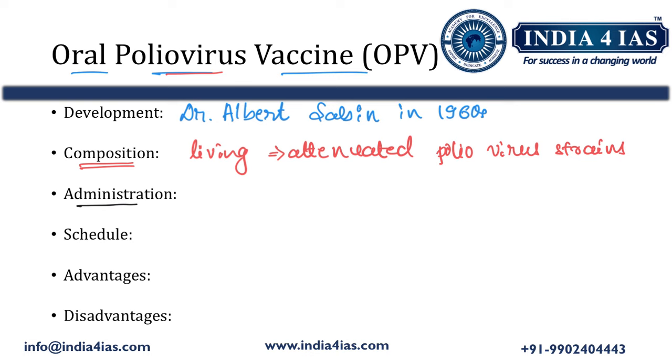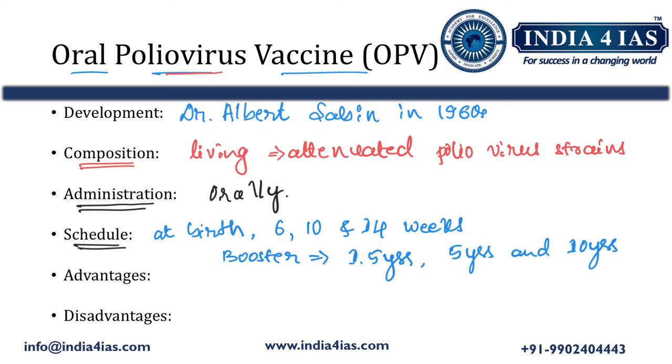So this poliovirus vaccine is administered orally to the patient or to the children. This vaccine is also administered in multiple doses. The first dose at the birth of the child, second at 6 weeks, then 10 weeks, then 14 weeks intervals, and the booster doses at 1.5 years, 5 years, and 10 years.